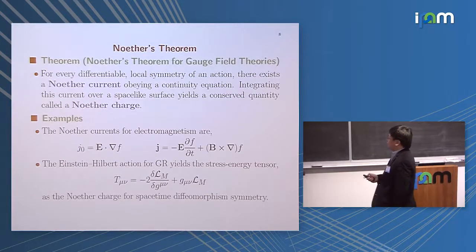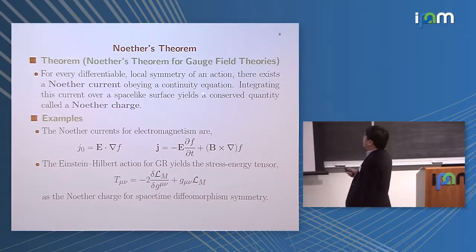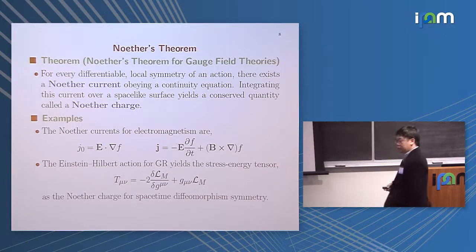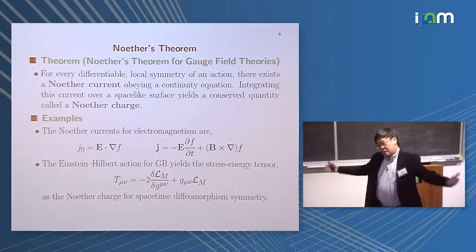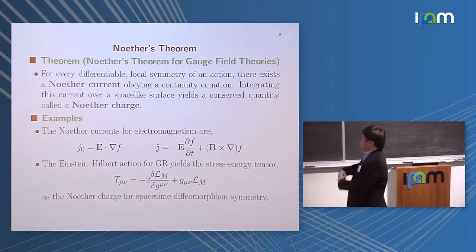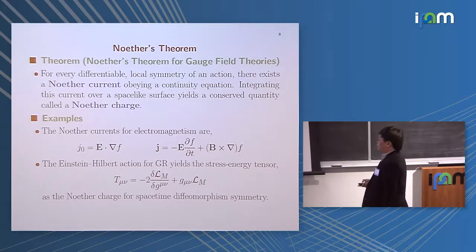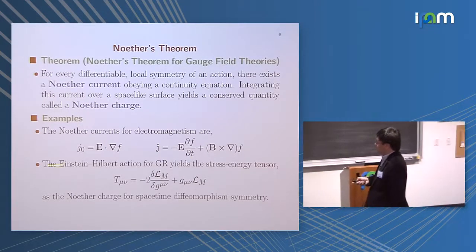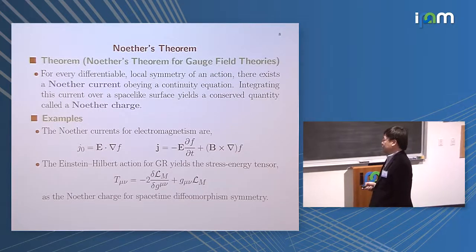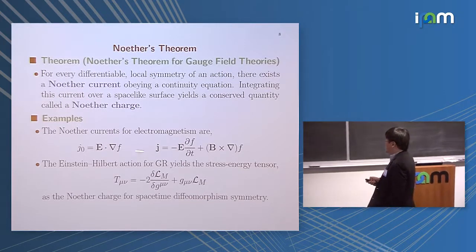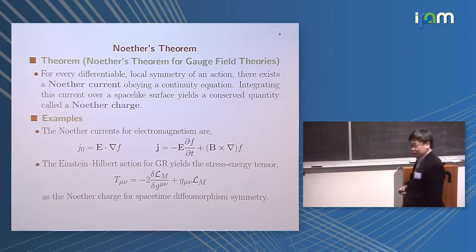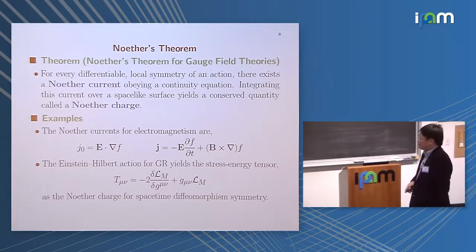And then in the case of gauge field theories, there is a Noether current. The Noether current satisfies the continuity equation, and with an appropriate choice of boundary conditions, when you integrate this Noether current over a space-like surface, you get a conserved quantity known as a Noether charge. So for electromagnetism, these are the Noether currents, and the Einstein-Hilbert action yields the stress energy tensor as a Noether charge for your space-time diffeomorphism symmetry.